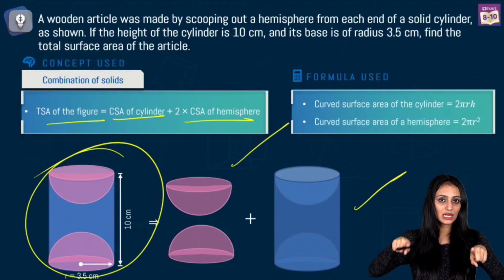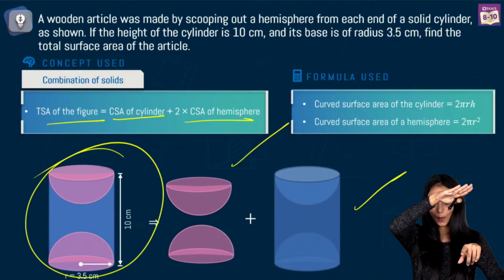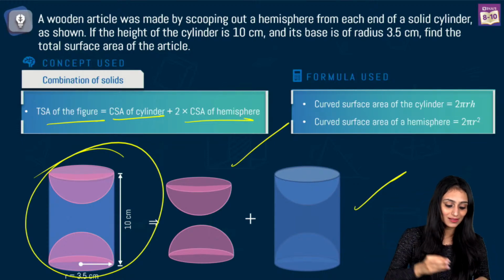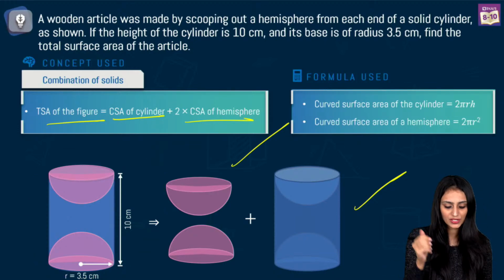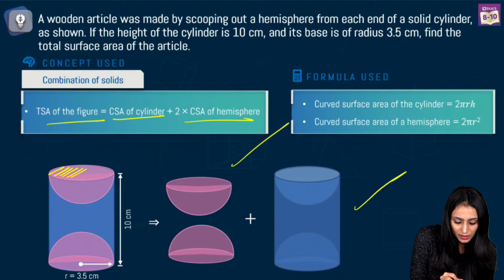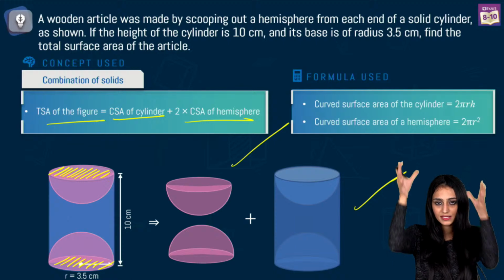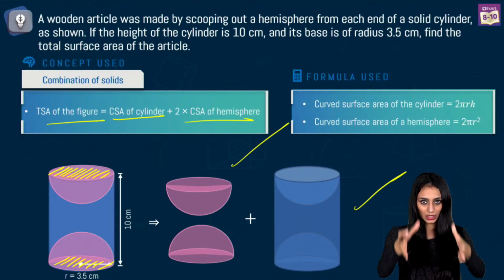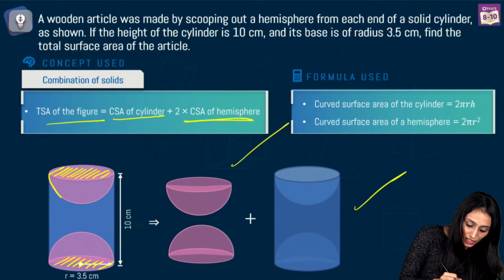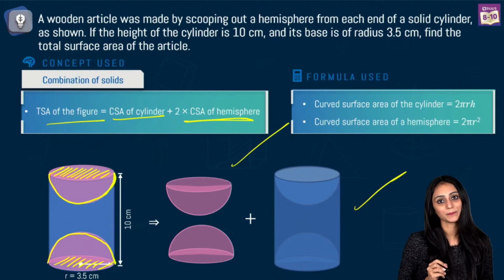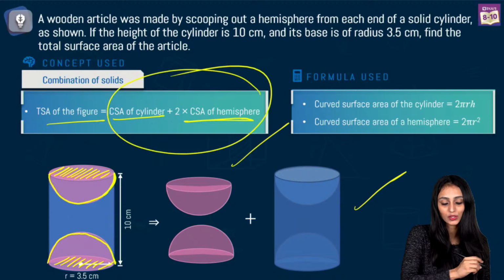So curved surface area of cylinder means we are not considering top part, we are not considering bottom part, but this has been scooped out. So when I say curved surface area of cylinder, I'm not considering this upper surface, I'm not considering this bottom surface. Rest everything is there. It is completely solid. But when I say 2 times the surface area of hemispheres, that means I need the area of this surface, right? So this is how we are going to get the total surface area of the figure.